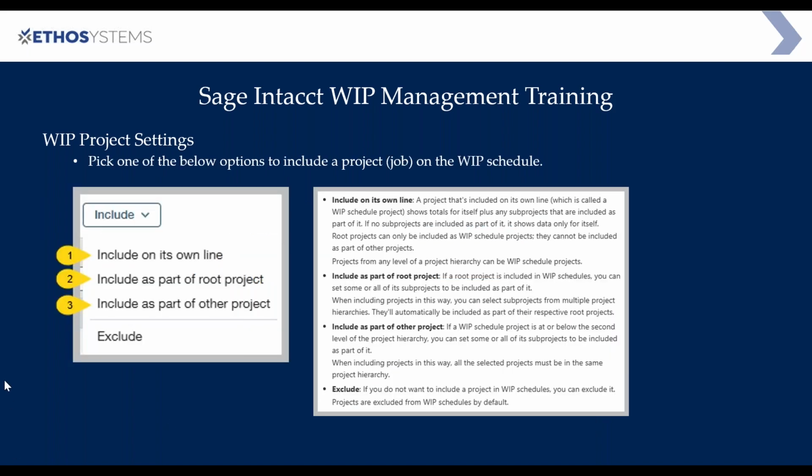And I've put that information in this slide so you can see what that means. And then obviously, if you accidentally selected a project that you don't want on the WIP schedule, you can hit the exclude button. It'll take it off, especially as your WIP is crossing into a new fiscal year. Obviously, there are going to be ones that are closed and you want to exclude them from your WIP for the current year.